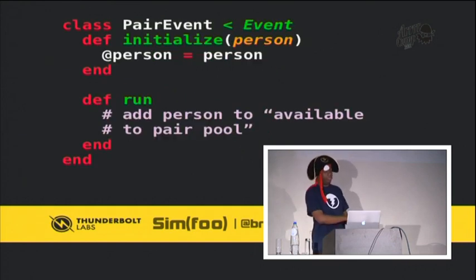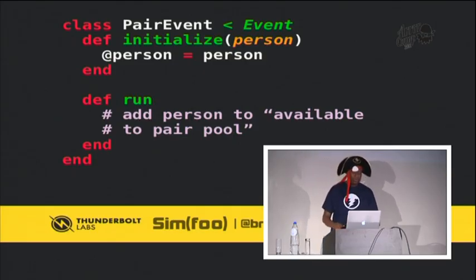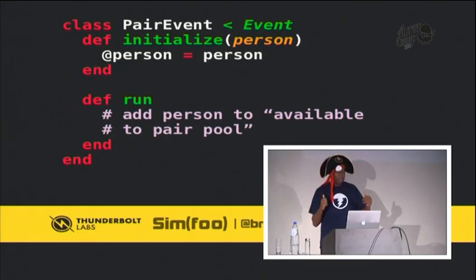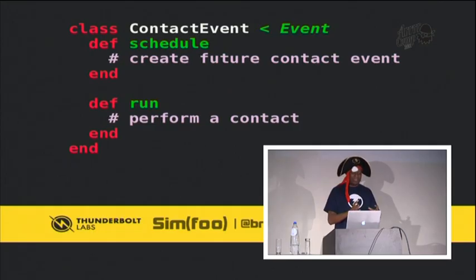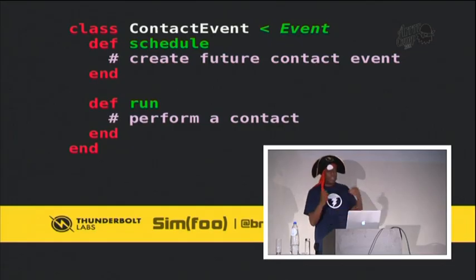So what you can do is you can inherit from that, so we create a pair event. And then when we run, we add a person to the available pair pool, or available to pair pool, and we don't schedule any other events. But if we have a contact, which means that, hey, I touched somebody next to me, we need to schedule the next contact as well.